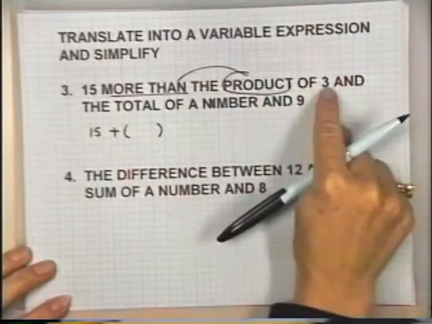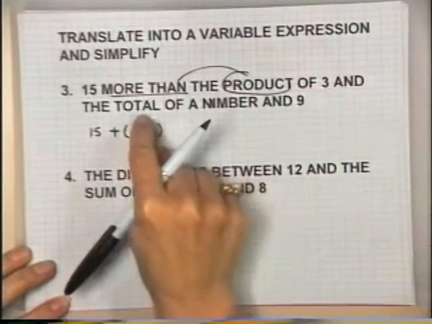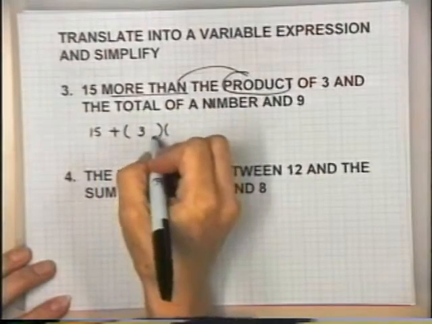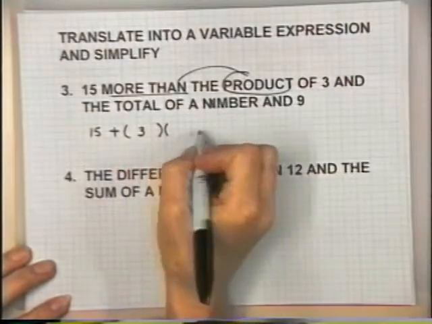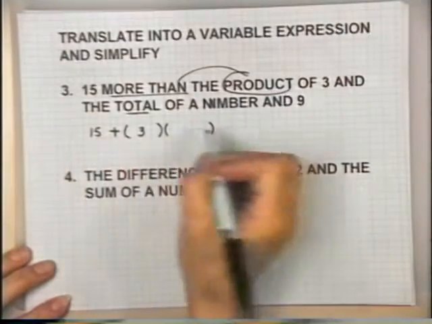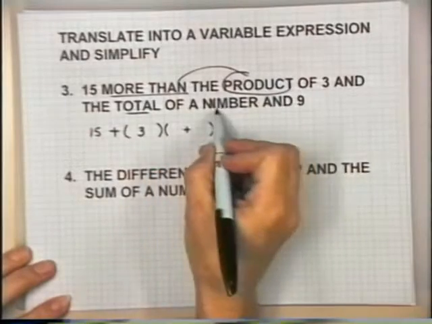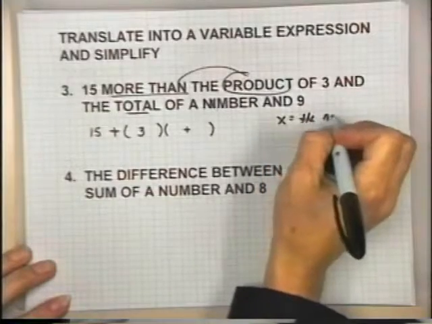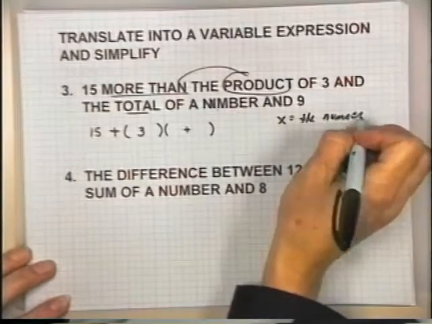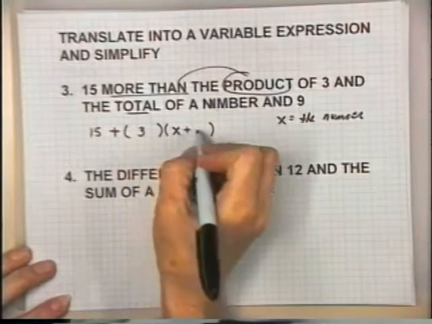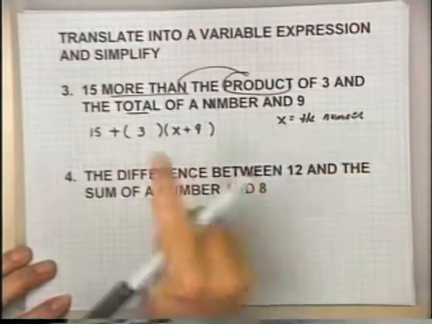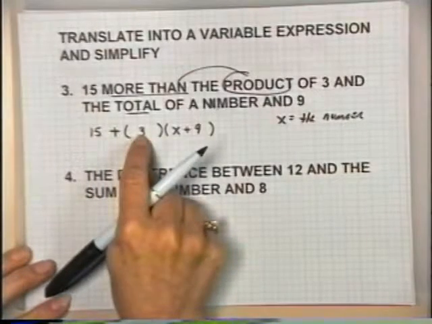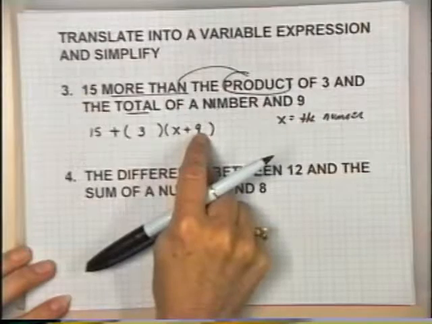The product is of 3 and the total of something. Well, I'm going to put the 3 here then and use another parenthesis to indicate the product here. Inside here, we're going to have a total, that's an addition, of a number and 9. Let's let X be the number that is missing here. And then I will put in here the total of a number X and 9. We have 15 added to the product of 3 and the total of X and 9.